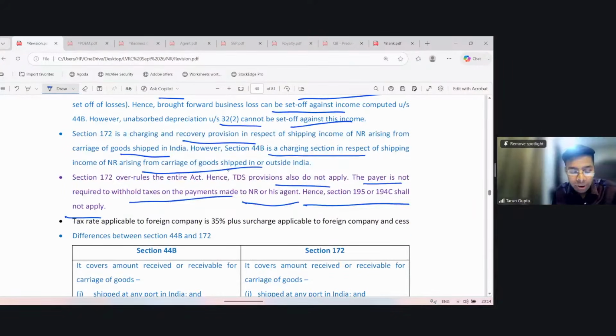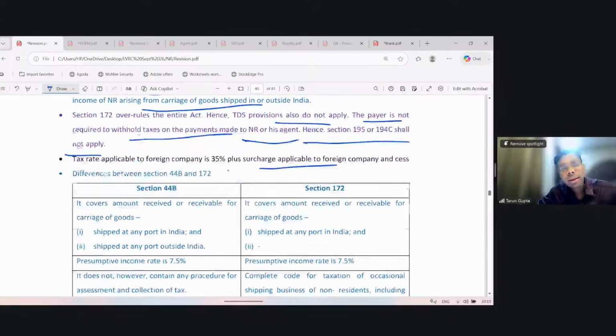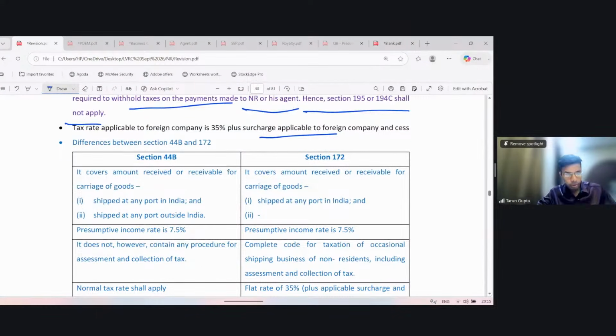Tax rate applicable to foreign company is 35% plus surcharge applicable to foreign company and cess. Let's see the difference between 44B and 172. So under 44B, two types of incomes are covered. It covers amount received or receivable for carriage of goods shipped from any port in India or shipped at any port outside India. But 172 only covers the first type of income. It covers amount received or receivable for carriage of goods shipped at any port in India. It does not cover the second type of income. The presumptive rate is same under both the sections, 7.5%.